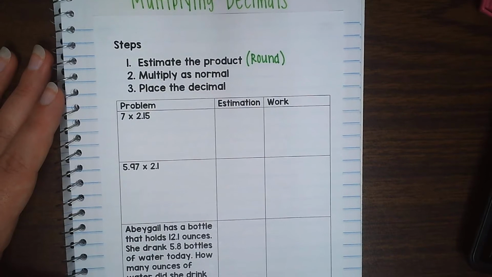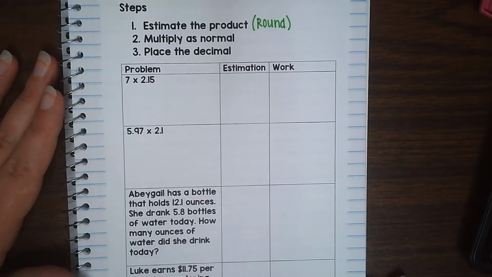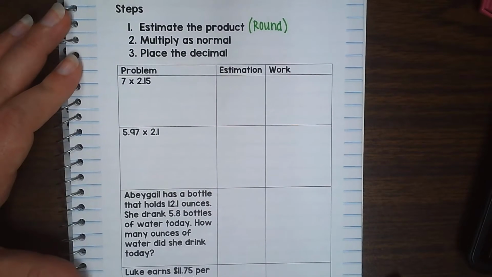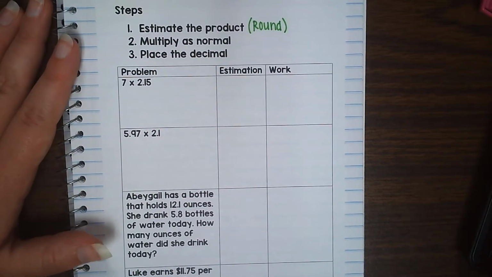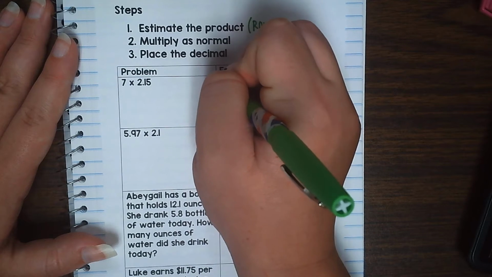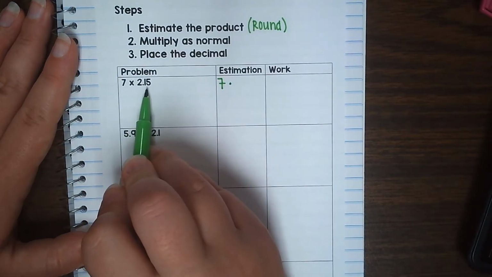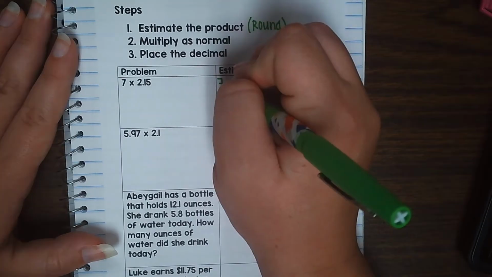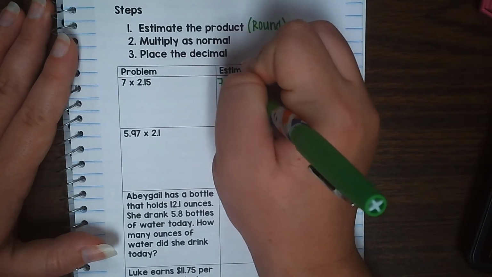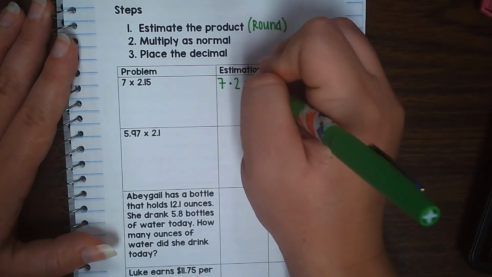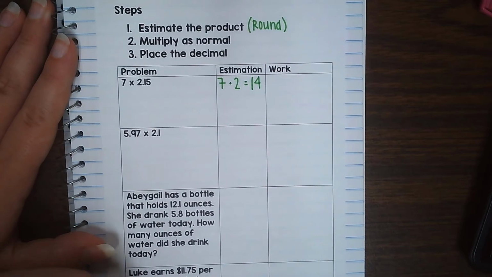So let's look at our first problem. Our first problem is 7 times 2 and 15/100ths. So if I were to round both of these numbers to the nearest whole number, 7 is already a whole number, and 2 and 15/100ths is closer to 2 than it is 3, so we would multiply it by 2. So I know that our answer should be about 14.